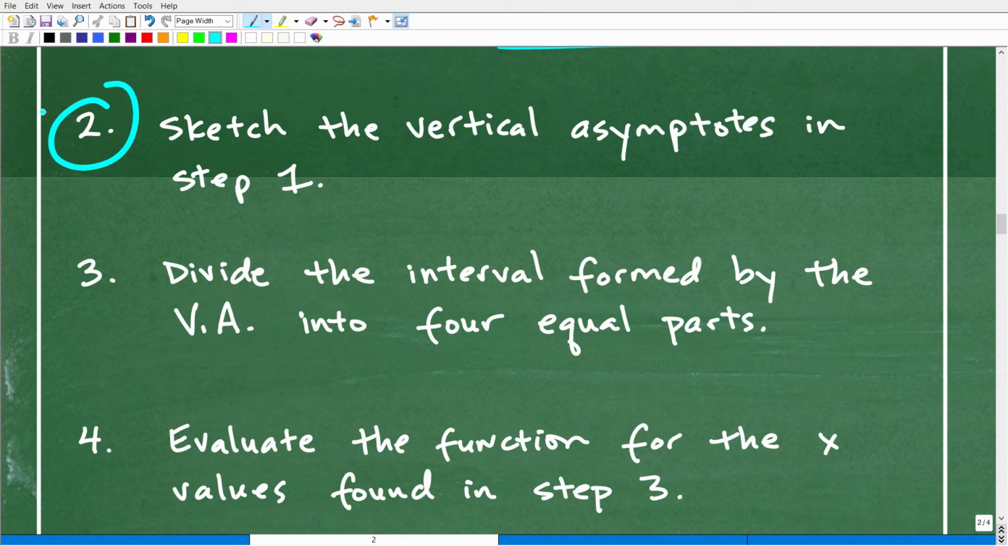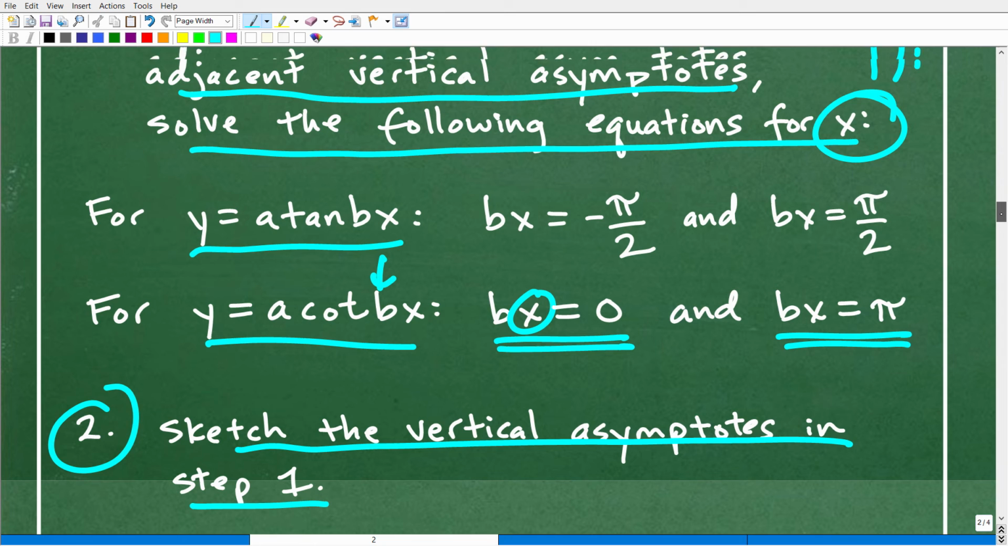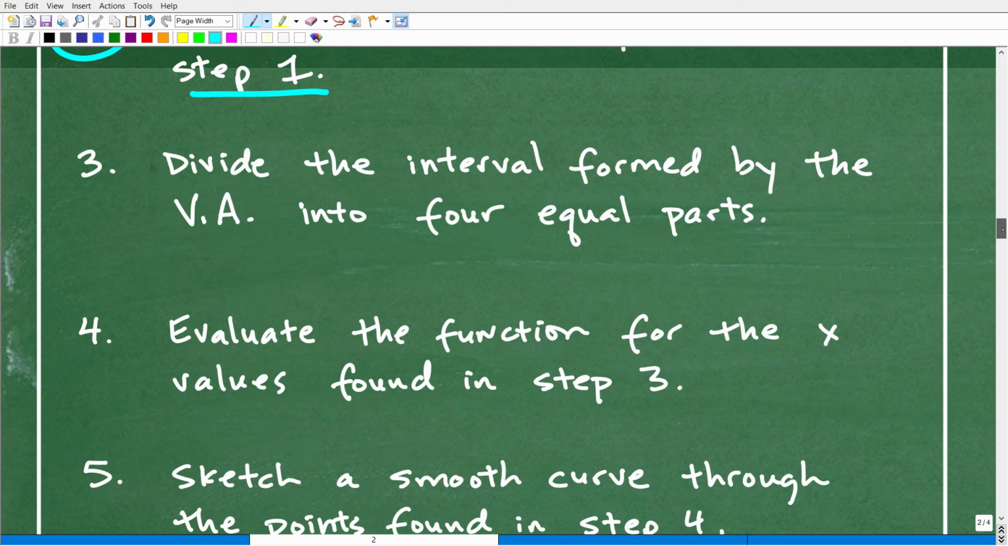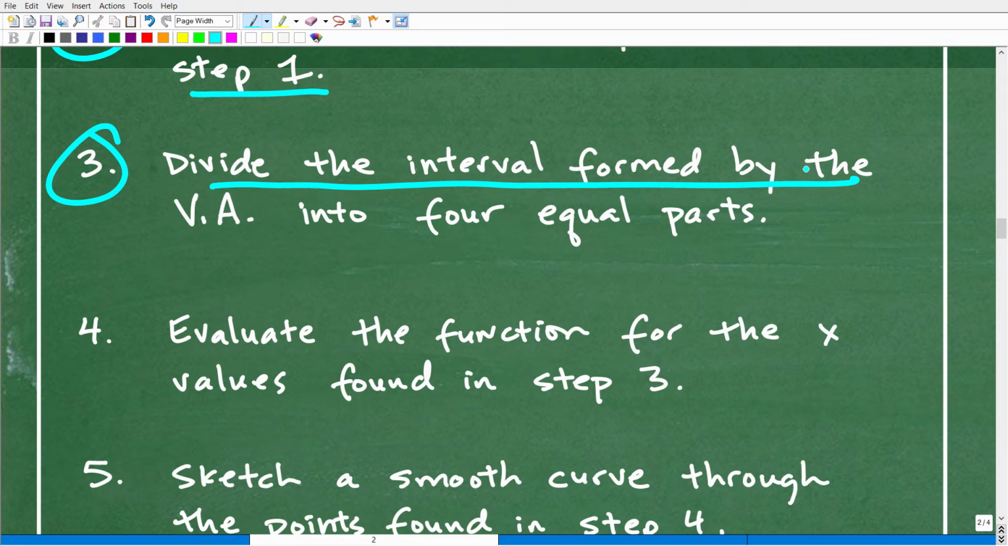All right, so step number 2, we're going to sketch the vertical asymptotes from step 1. So we need to figure out the asymptotes. The asymptotes are going to be x equal lines. These are going to be the lines because we need to structure where the graph is going to go. So to figure out the asymptotes, we have to solve these equations for x, and then we're going to sketch those asymptotes. Then what we're going to do is divide the interval formed by those vertical asymptotes into 4 equal parts. So we have to divide by 4.